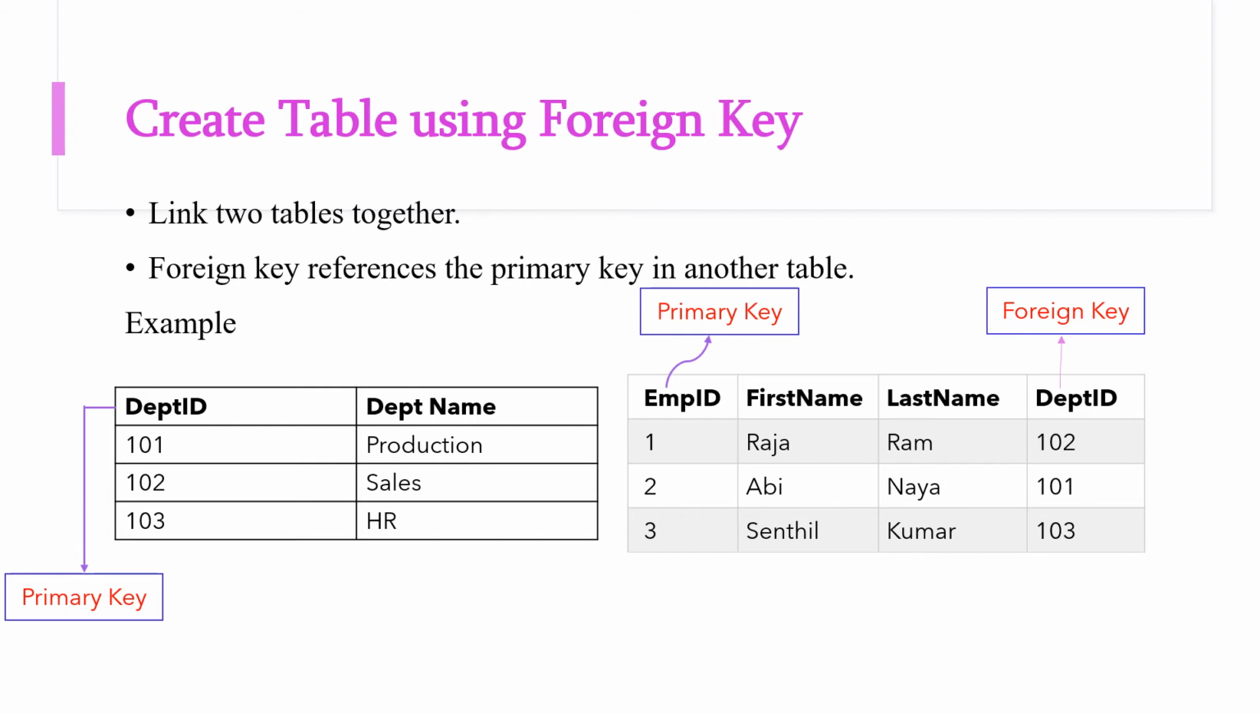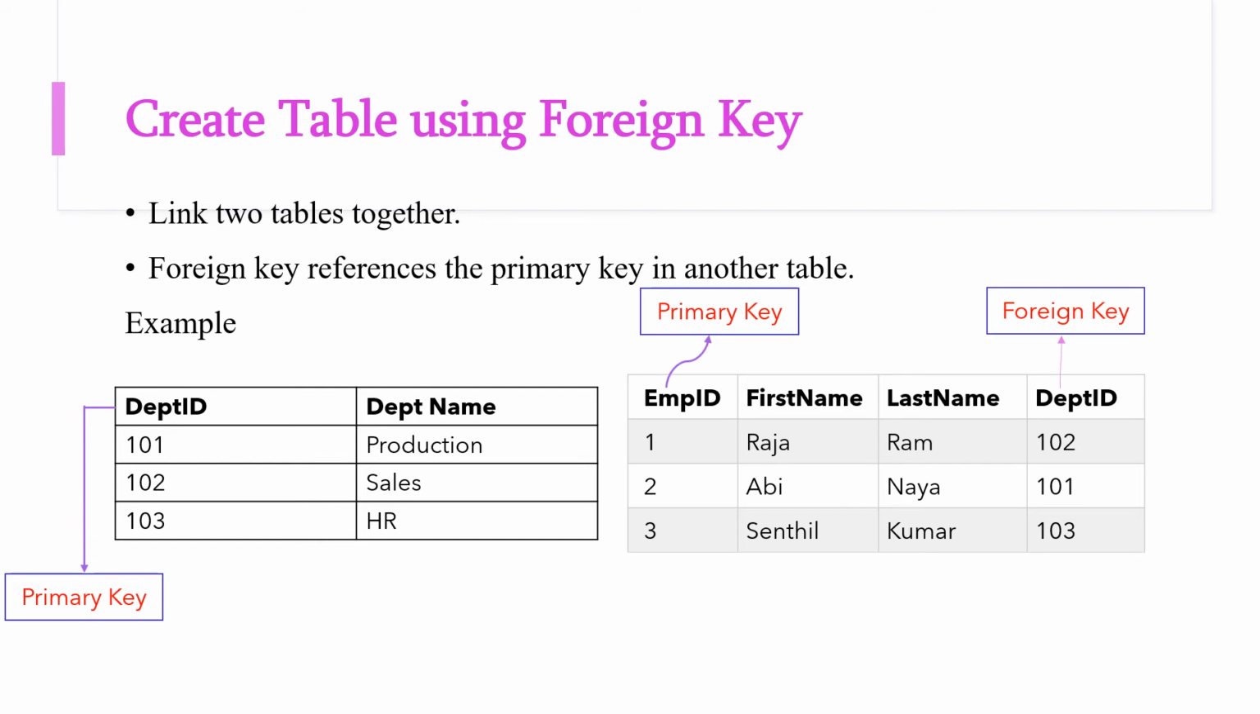Now I am going to create a table called department, which consists of two columns, that is the department ID and the department name. In this table, the department ID is to be the primary key. In the employee table, I have 4 columns, in which the employee ID is the primary key, and the department ID is the foreign key. This department ID refers to the department table, that is this department ID.